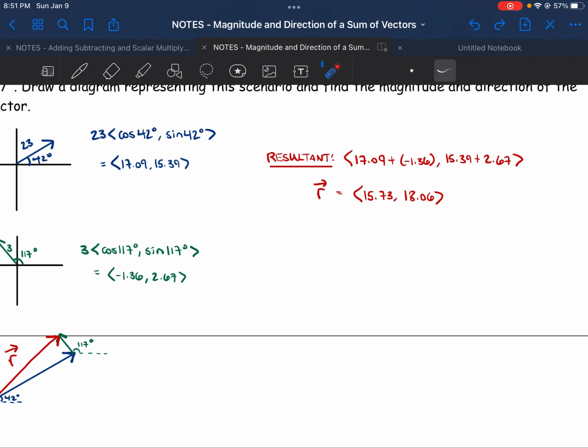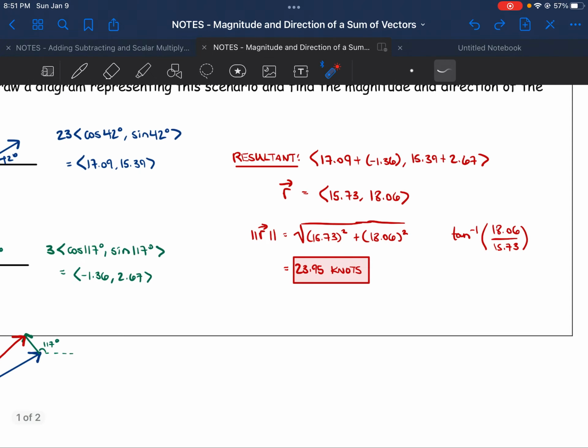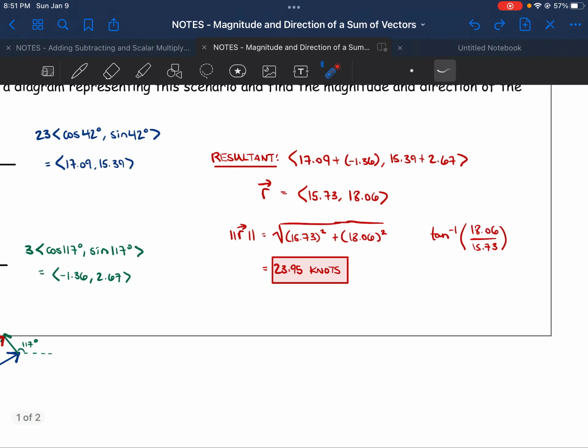Now we just need to find its direction. Or really, let's find the magnitude first. That's what I do first. So magnitude, same old formula, square root of the two components squared and added together. That's going to be about 23.95 knots. Notice I'm representing it as a decimal because it's an application problem. Then for the direction, inverse tangent of 18.06 divided by 15.73. It's going to give us 48.94.